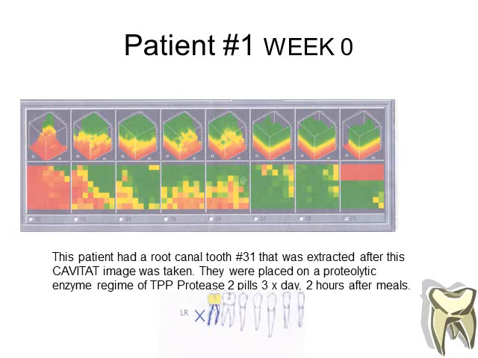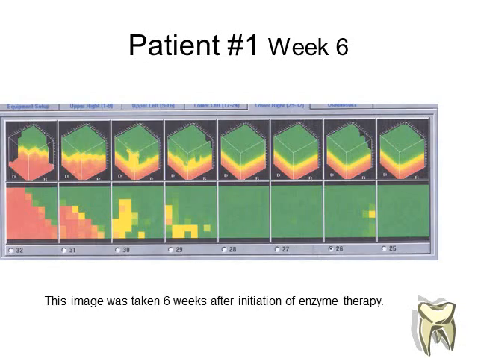Here we have patient number 1. This patient had a root canal on number 31 that was extracted after a Cavitat image was done. They were placed on a proteolytic enzyme regime of TPP protease, 2 pills, 3 times a day, 2 hours after each meal. This is the same patient at week 6, and you can see that we've got more green.